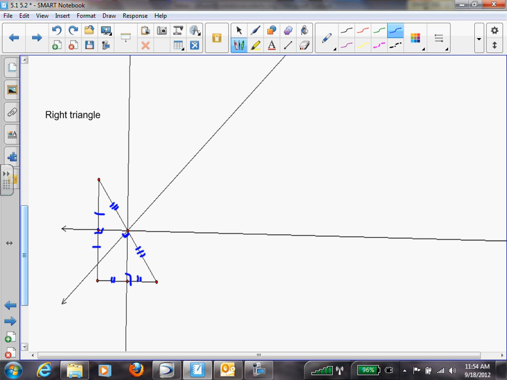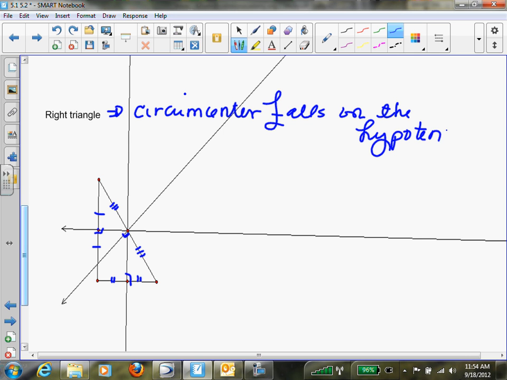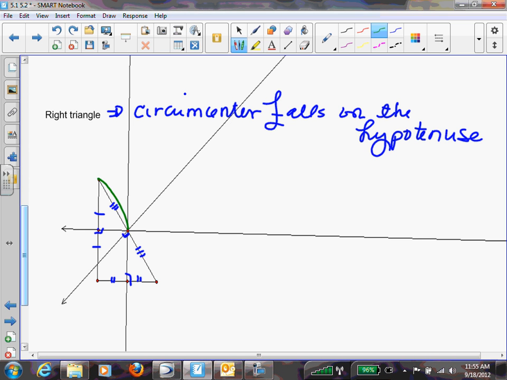Where? On the hypotenuse. So on a right triangle, the circumcenter falls on the hypotenuse. Okay? So then remember, from that point to where? The vertices. So from here to here, and from here to here, and from here to here.